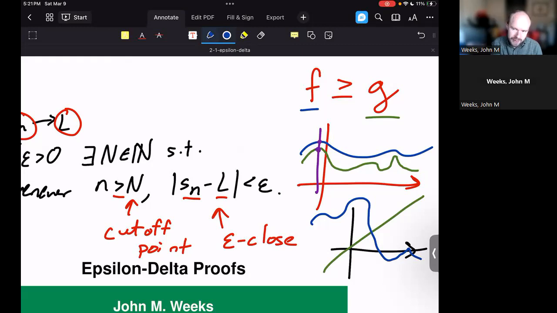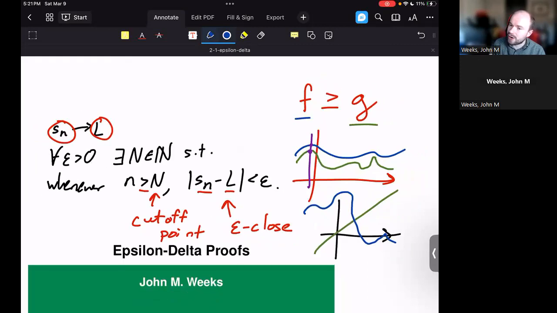So knowing and being very comfortable with epsilon-delta proofs in terms of functions, in terms of complex numbers, this is going to be very important for us as we move forward. So we're going to want to know a lot about these sorts of definitions.